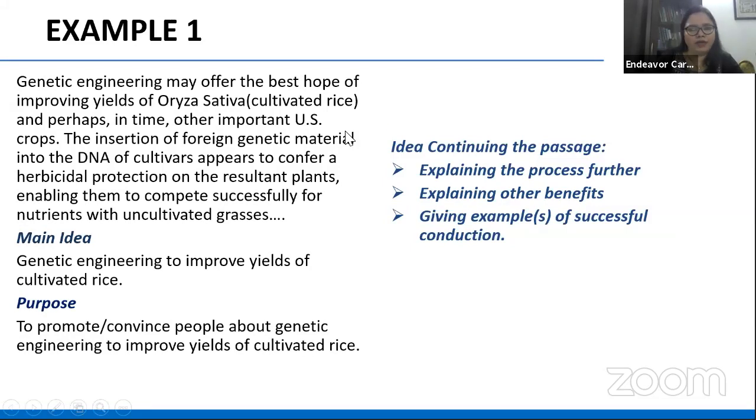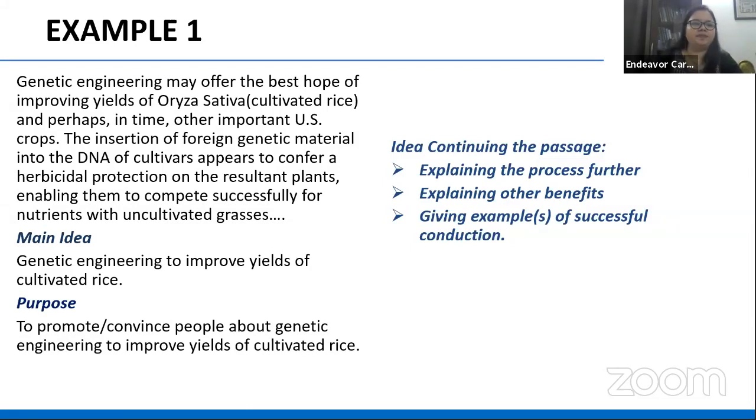What did we do here? We understood the main idea. We understood the purpose of the author in order to anticipate or look at what continues the passage. That which continues will be the idea that most supports the purpose of the author, which is why logical purpose. What is the logical purpose of the author? And therefore, logically, he'll take this ahead.